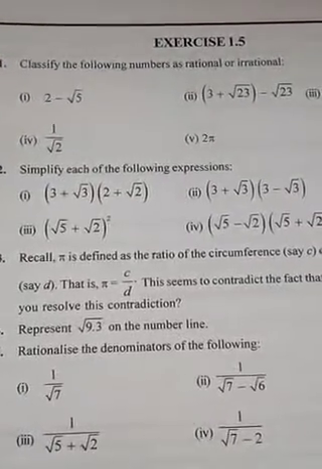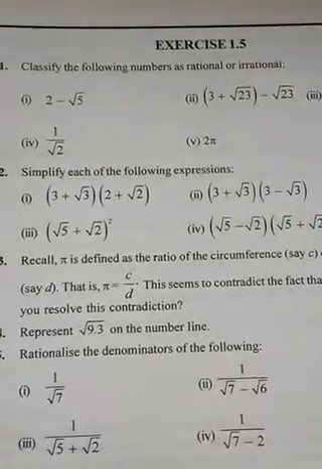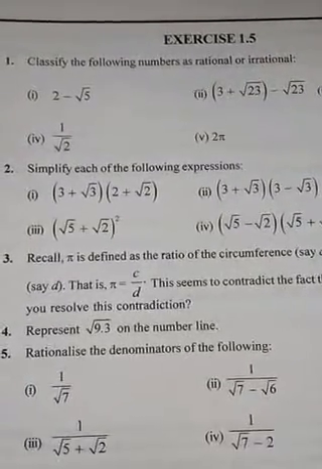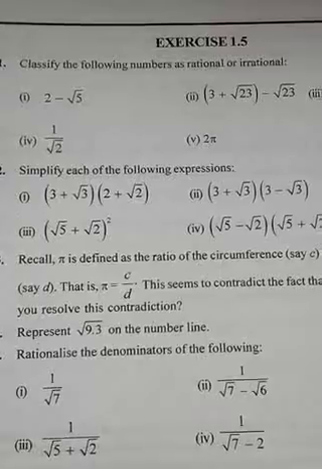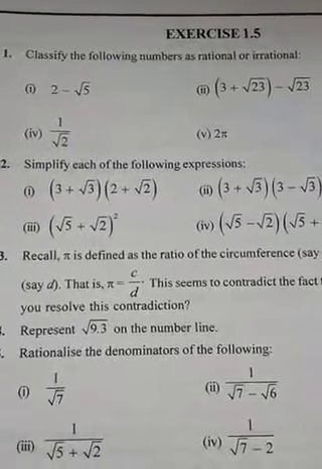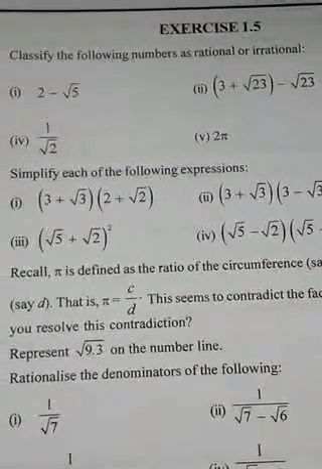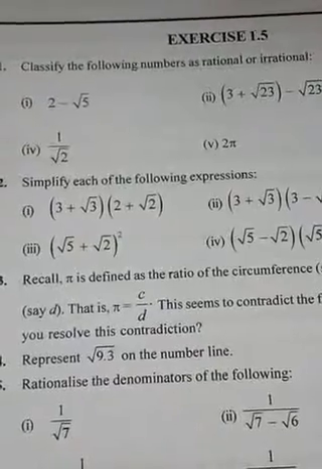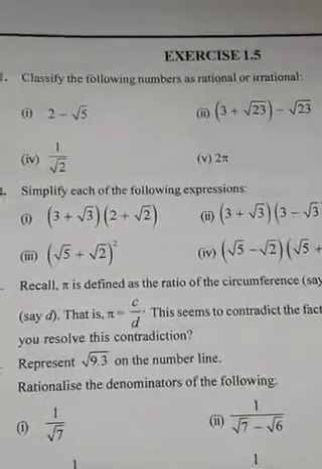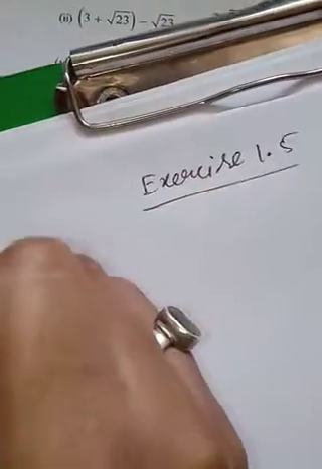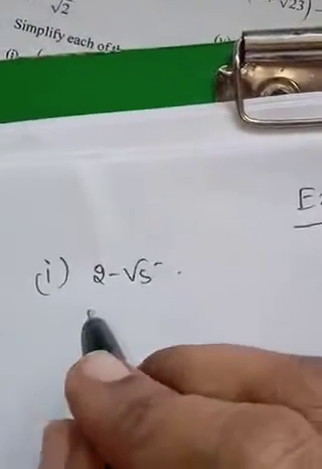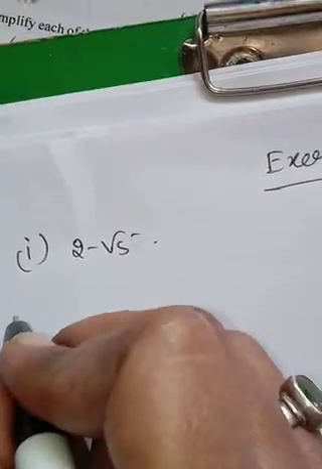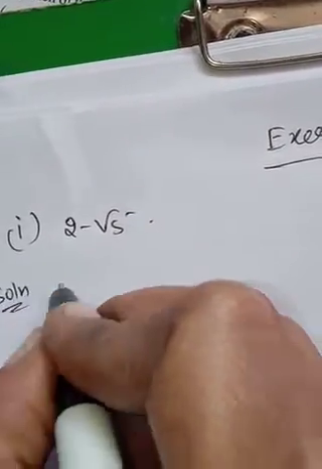Today I am going to explain to you exercise 1.5, that is, classify the following numbers as rational or irrational. I am going to show you whether the given numbers are rational or irrational. Okay. First one I will show you whether it is rational or irrational. I have to give some explanation for this problem, that is 2 minus root 5. I will show you.